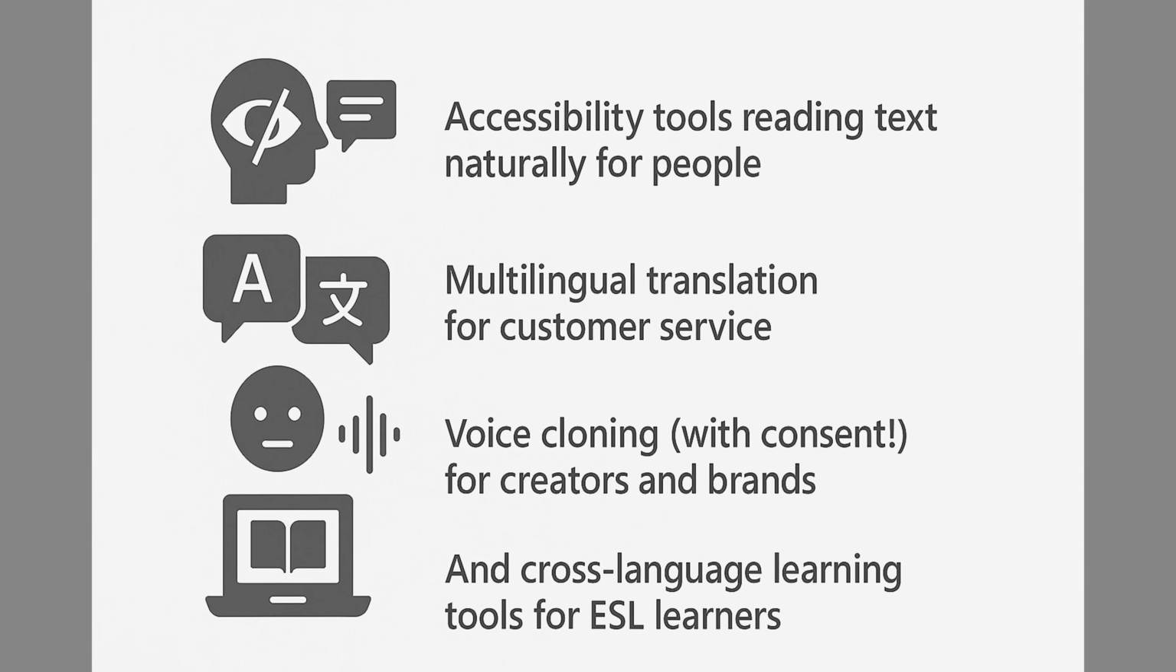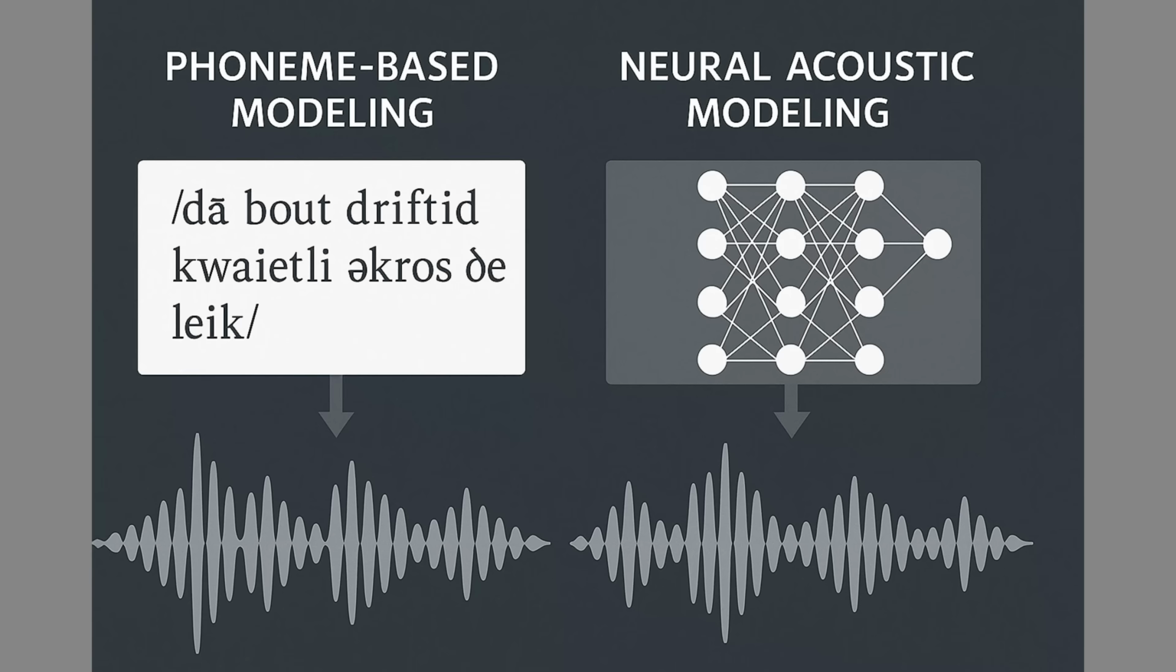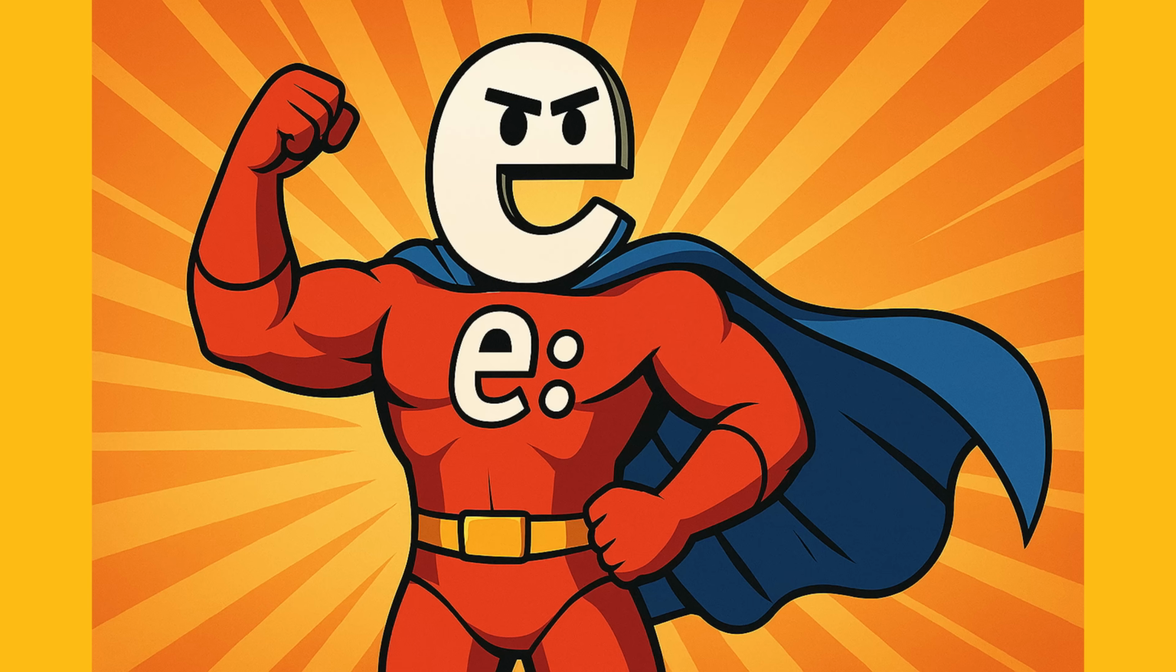So all of this we just talked about, phonemes, context, and emotion, they come together and allow real-world use cases. Some of these use cases would include accessibility tools for reading text naturally for people with low vision, multilingual translation for customer service, voice cloning for creators and brands, and also cross-language learning tools for ESL learners. Azure Speech uses a combination of phoneme-based modeling as well as neural acoustic modeling to make all of these use cases possible. So phonemes might seem tiny, but they're the Lego bricks of speech understanding.